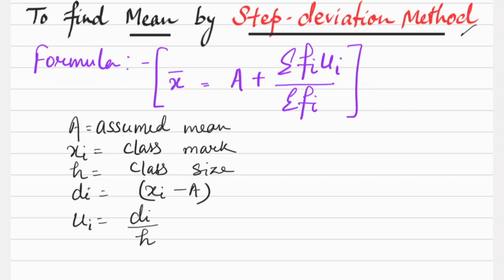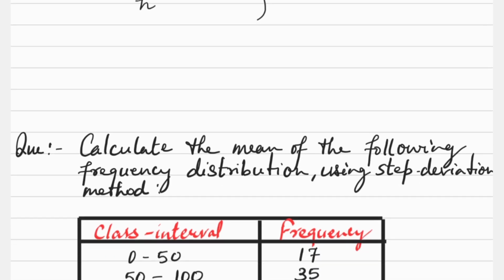Let's understand how to find the mean by step deviation method. So this one is the formula of the step deviation method, and all these terms we will calculate when we construct the table of this. Okay. So now let's see the question.